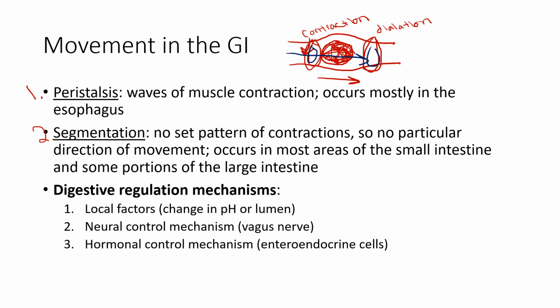The second type of movement is segmentation. This means that there's no set pattern of contractions and no particular direction of movement. This is going to occur in most areas of the small intestine and some portions of the large intestine. So do make sure that you know that peristalsis is going to be more specifically in the esophagus. Meanwhile, segmentation is going to be mostly in the intestines.